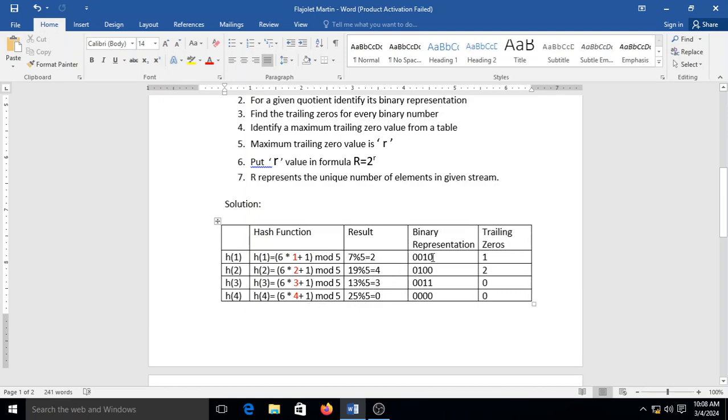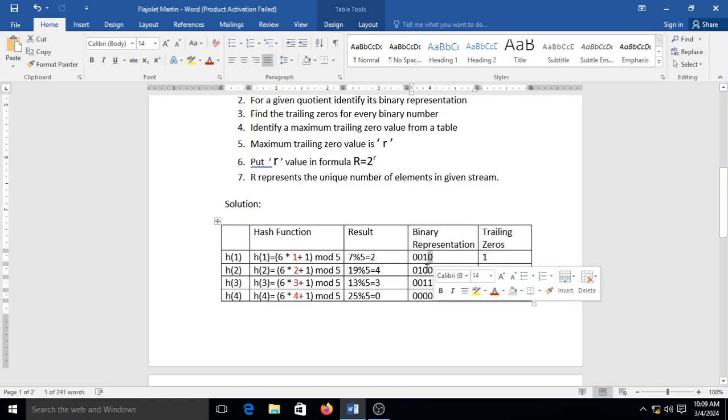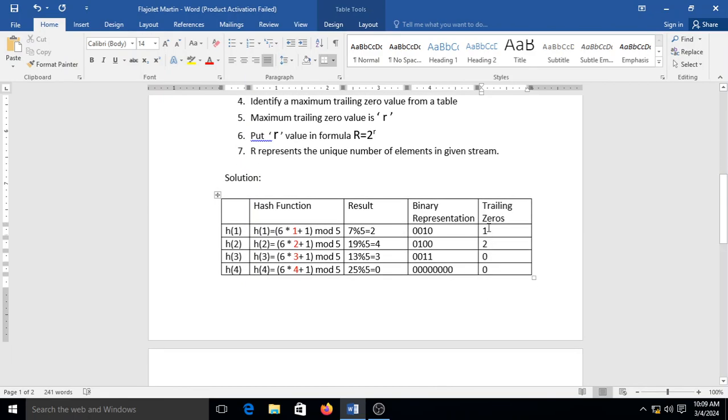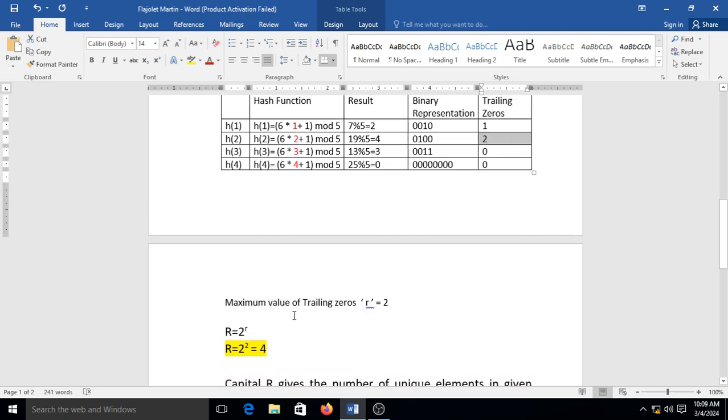Now from this binary representation, trailing zeros means the zeros I can see at the end of the string. In the first I have one zero, so trailing zeros are 1. In another I have 2 trailing zeros, so I write 2. Here there are no zeros, so 0. And for all zeros, we write 0; even if there are n zeros, the value will be 0. After identifying trailing zeros, we look for the maximum trailing zero value. 2 is the maximum, so this is my small r. The maximum value of trailing zeros, small r, is equal to 2.